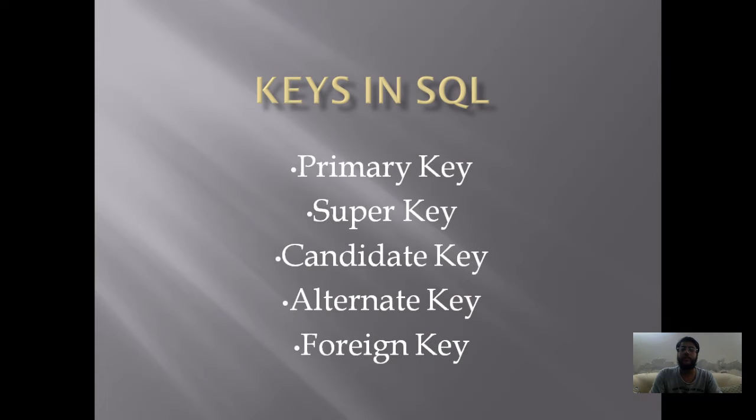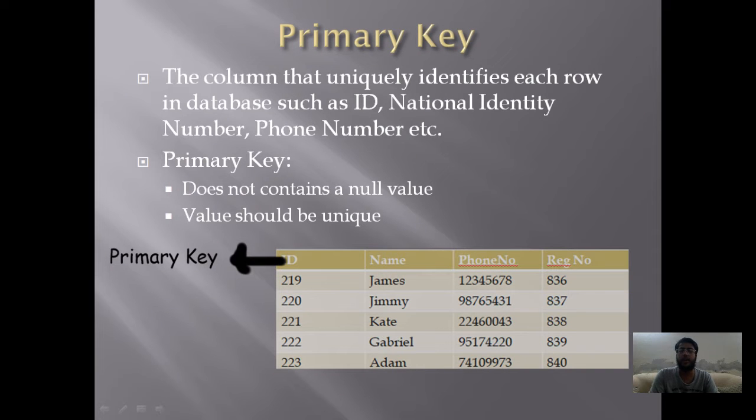Now there are five types of keys in database. These are primary key, super key, candidate key, alternate key and the foreign key. Now starting off with the primary key. The column that uniquely identifies each row within a database is known as the primary key column, right? And the entries within that column are known as the primary keys, right?